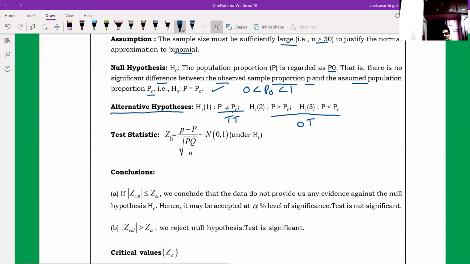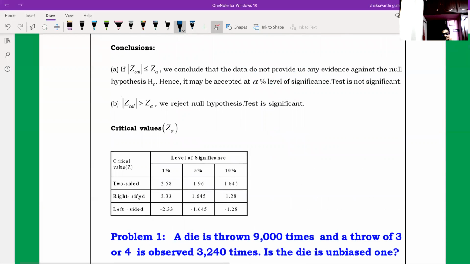Test statistic: Z equals small p minus P, under H naught P equals P naught, divided by the square root of P naught Q naught by n. So this is the formula. Small p is equal to x by n, and P naught is some specified value of the population proportion. Using this test statistic, we can calculate the Z value. The Z calculated value is compared with the Z table value. Some table values are given here: two tail, one tail, right tail, left tail, at the 1%, 5%, 10% levels. Z table values are fixed here.